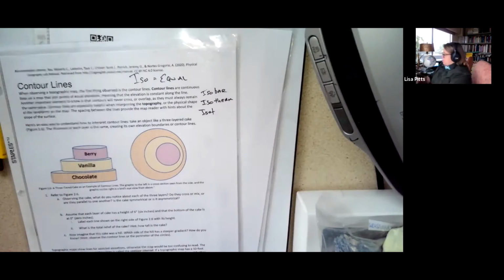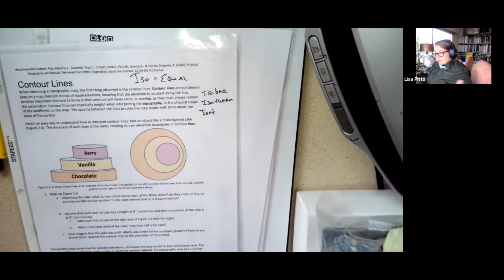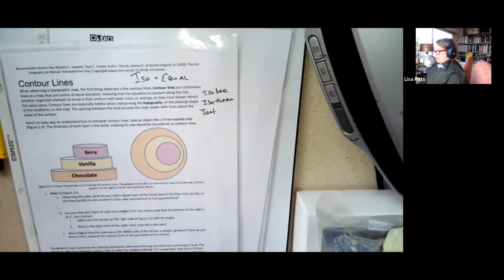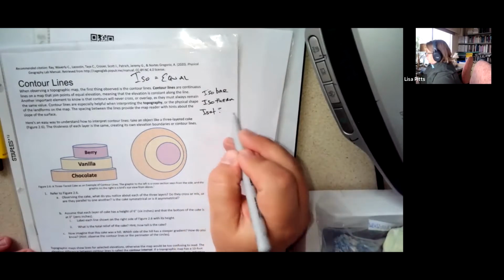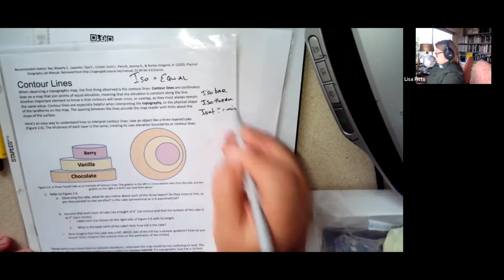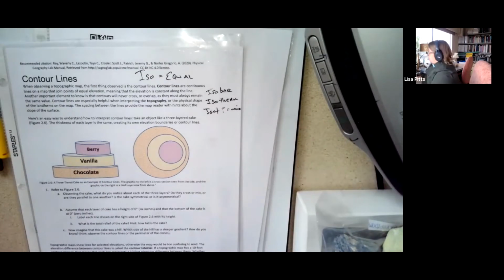wind speed. This kind of piggybacks on our discussion of the weather station model, because we can use a weather station to draw isobars and isotherms, and we can also look at the iso-something for wind. Sometimes I just make up words because I can't remember what they are.